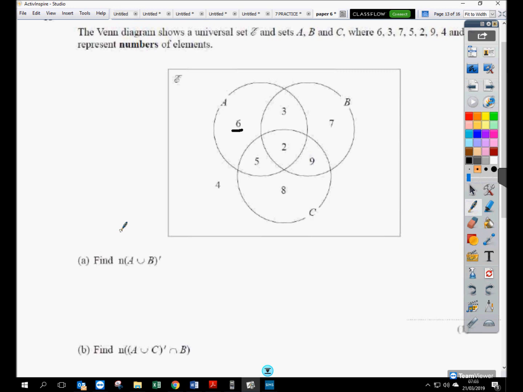In part a, it asks for the number in A union B complement. The n stands for how many. A union B complement. Well, A union B is everything in A or B, as follows. This is A union B. What we're looking for is the complement of that, everything outside of that. If you look outside of the green part, you can see we have an 8 and a 4. So there are 8 elements and another 4 elements, which gives us 12 elements, and that's the answer to the question.